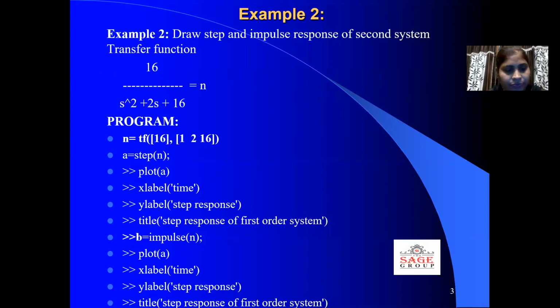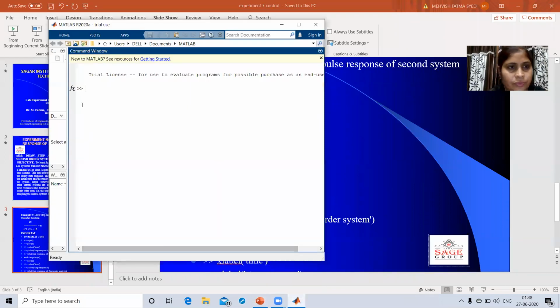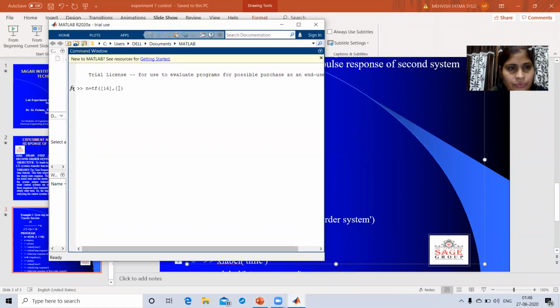Now I'm doing this experiment on MATLAB. So I'm writing here n equal to transfer function within parentheses. I'm writing within square bracket the coefficients of numerator and denominator polynomials. The denominator coefficients are 1, 2, and 16. See, this is 1, 2, and 16. So I'm writing here 1 space 2 space 16.